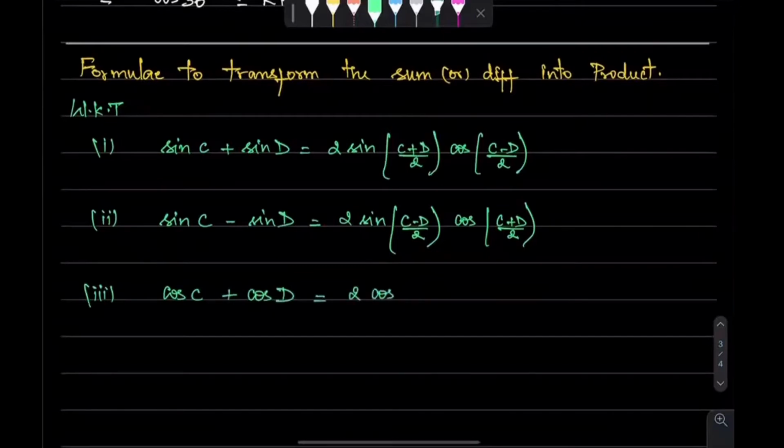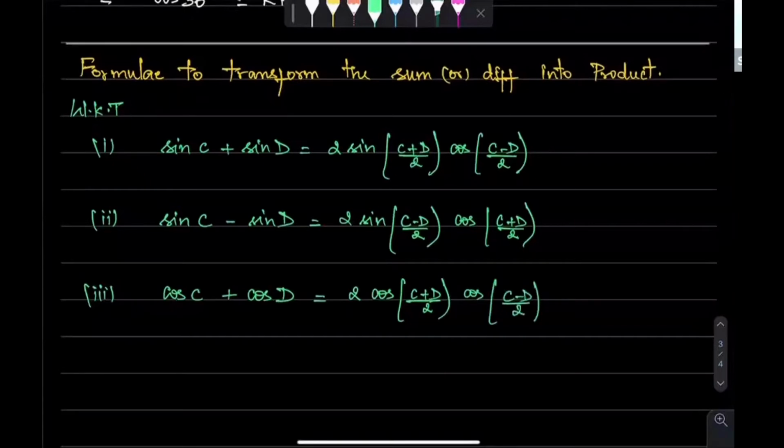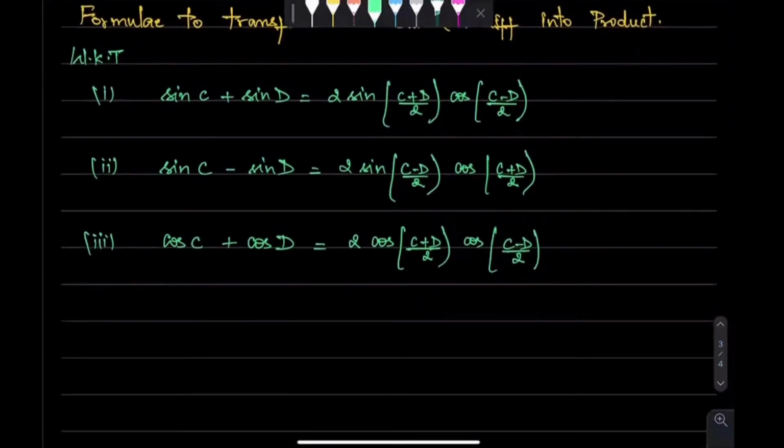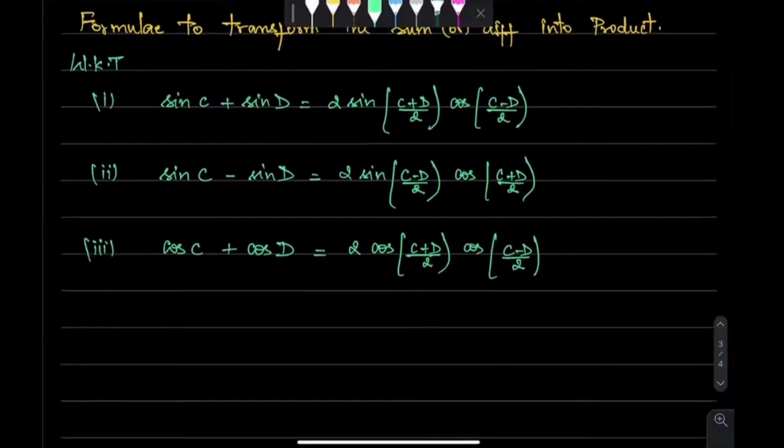It's 2 cos (C plus D) by 2, and we are just using this. Your C and D are A plus B and A minus B. Exactly. Here C is A plus B and D is A minus B respectively. The fourth one, what is cos C minus cos D? Can you tell me?